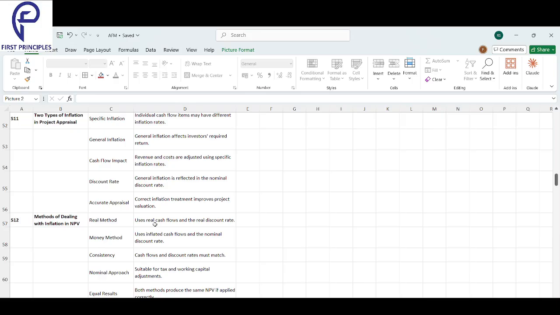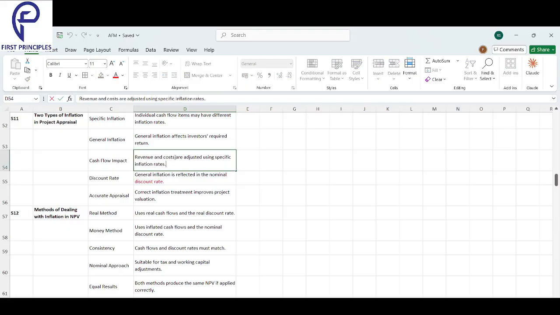Next, we have cash flow impact: how inflation hits the cash flows. What happens in cash flow impact is your revenue and your costs are adjusted using specific inflation, and you add the general inflation into the nominal discount rate. So your general inflation affects your discount rate. Your specific inflation affects your revenue and cost.